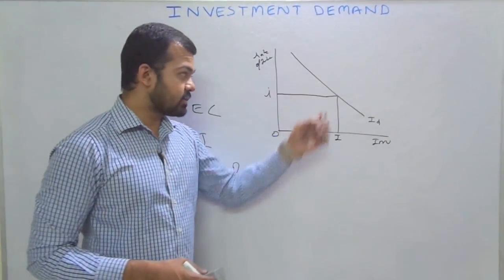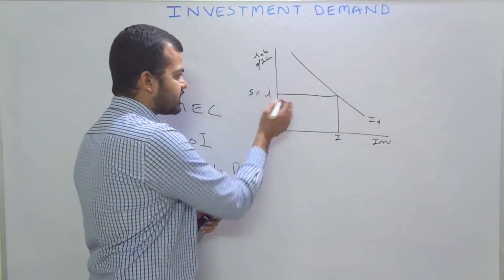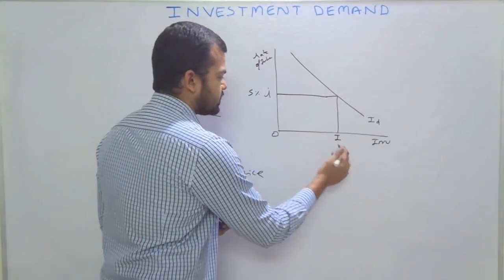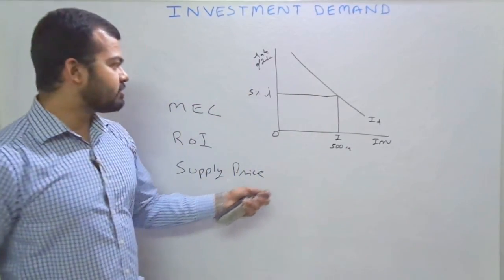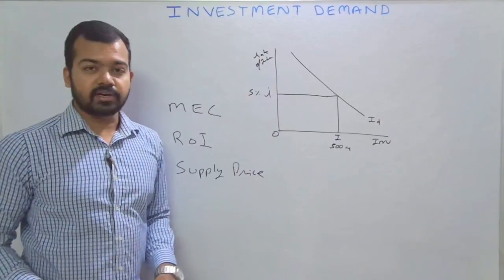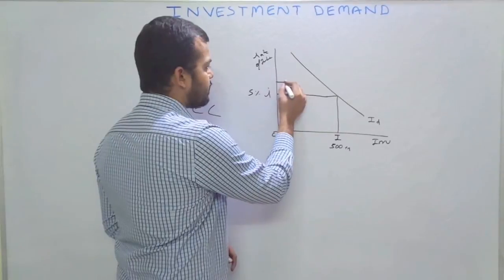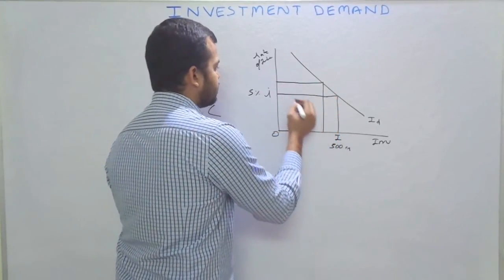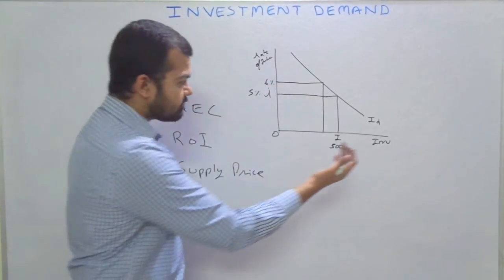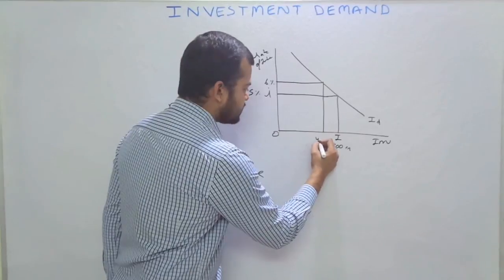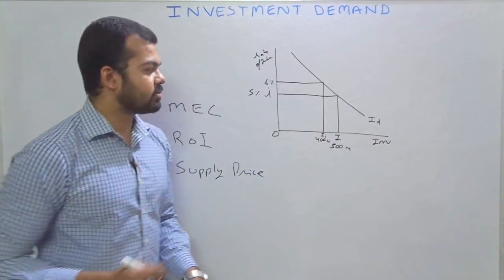Now considering the rate of interest, if the rate of interest is 5%, so we consider 5% as the rate of interest in our example, investment will be this much. Suppose this is 500 crores. So 500 crore investment with the 5% interest rate. Now if the interest rate goes up in the near future, suppose 6%, the investment will come down. We can say that this is around 400 crore. So investment I1 is 400 crore.